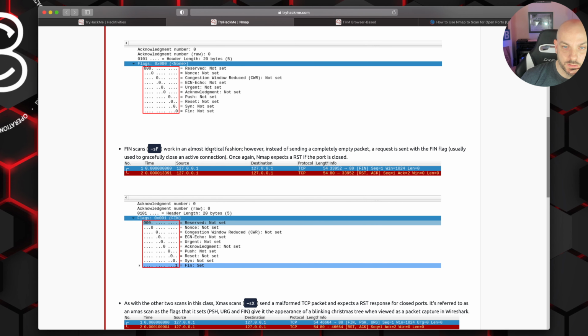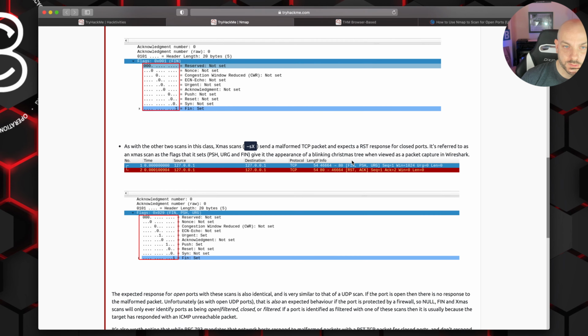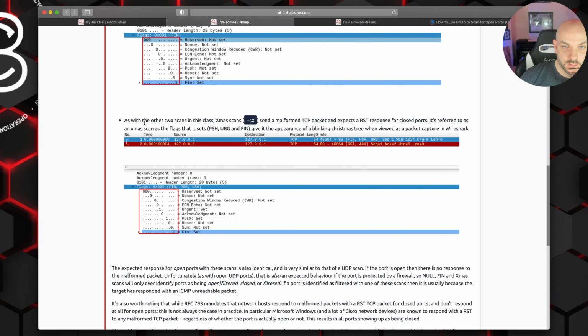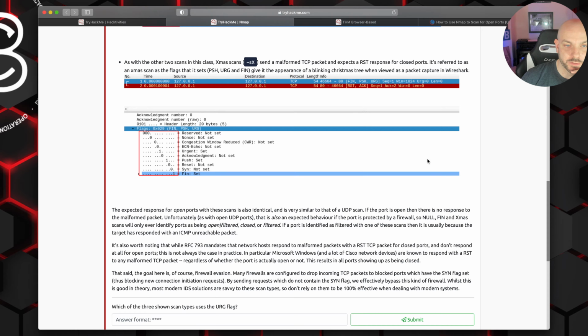FIN scan. It's going to send a FIN flag. Once again, we're expecting a reset if the port is closed. And then a Christmas scan is going to send a malformed TCP packet and expects a reset response for a closed port. It's referred to as a Christmas scan because of the flags that it sets, which give the appearance of blinking Christmas tree lights when viewed in Wireshark.